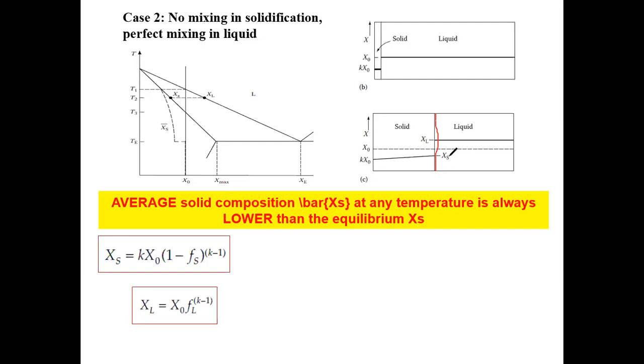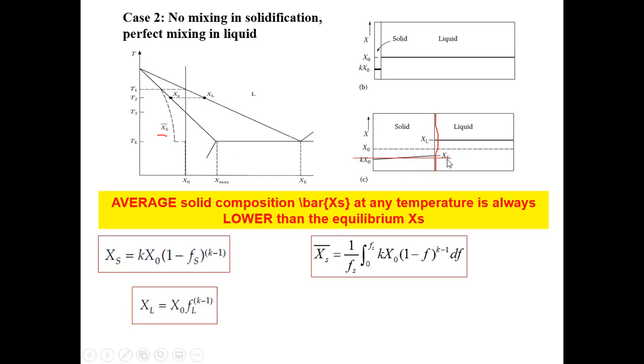So now, because I still have a solid phase, I want to talk about an average composition of the solid phase, which I call xs bar. This is well defined. Basically I want to get the average composition of my solid phase. If the solid fraction is fs, I start with kx naught and end up with xs. I have a nonlinear relation in this part. I want to know the average composition, which I denote xs bar. How do I compute that average composition, which is highlighted by this red straight line?